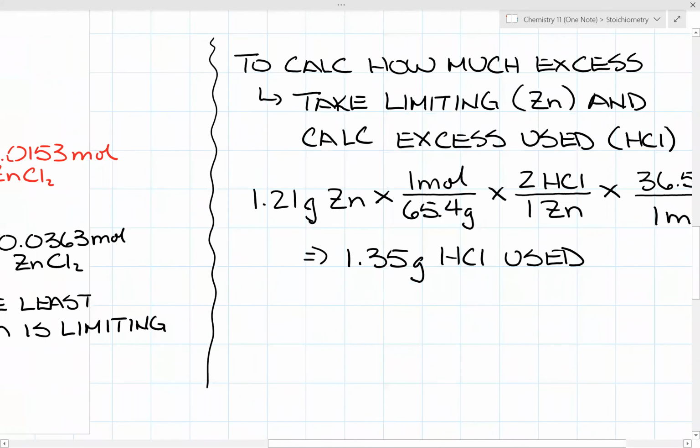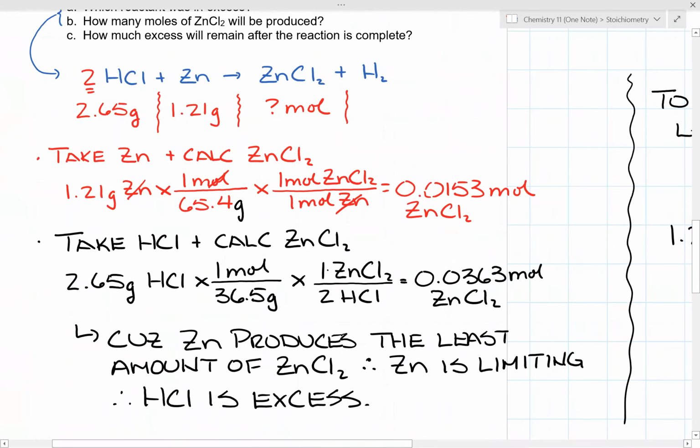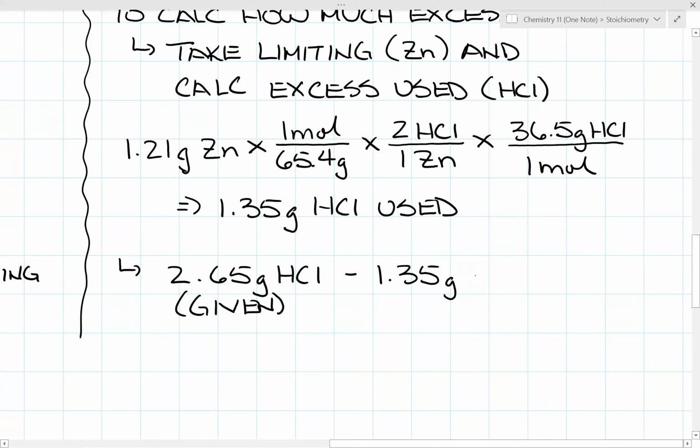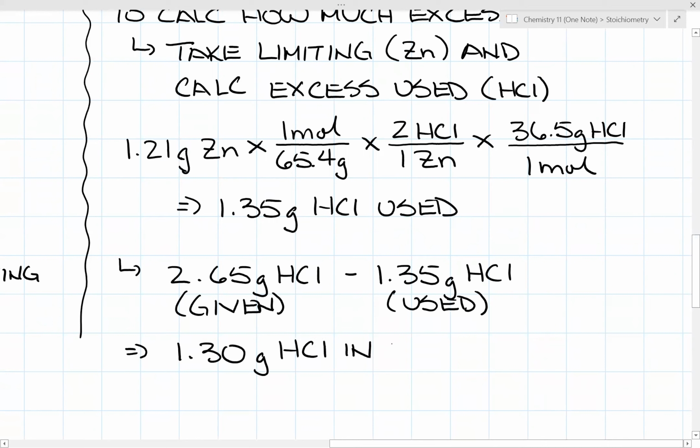Now, to calculate the excess, I would take the 2.65 grams of HCl, which is given, and subtract the 1.35 grams of HCl which was used up. And that would give me an answer of 1.30 grams of HCl in excess.